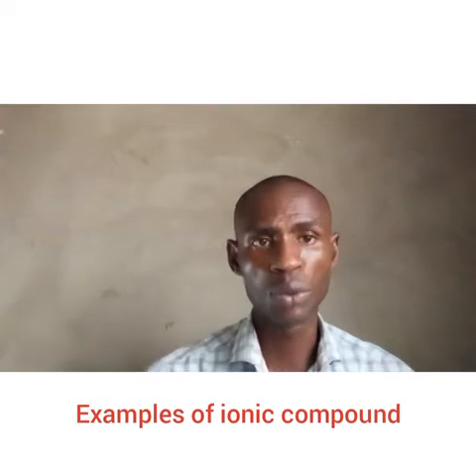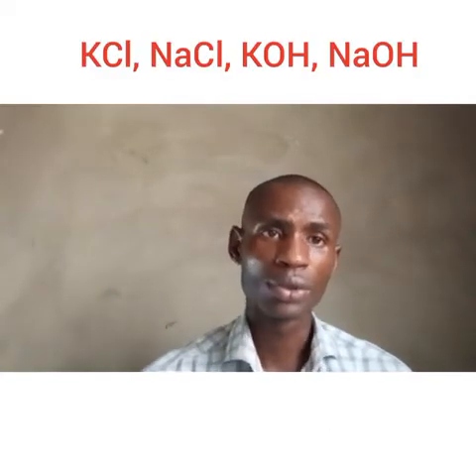Or you can say ionic bond is a bond between two oppositely charged ions. Okay? Now, examples of those compounds in which we have ionic bond are sodium chloride, KCl, potassium chloride, sodium hydroxide, potassium hydroxide, magnesium oxide, and so on and so forth.